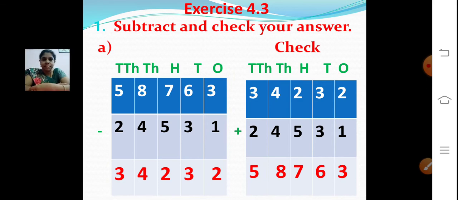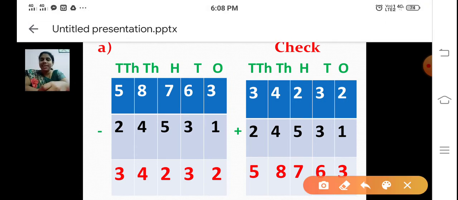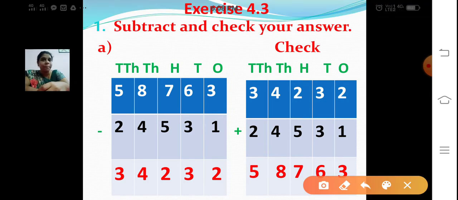Now we'll see some sums based on exercise number 4.3. Subtract and check your answer. First we are going to subtract and then we are going to do the checking, right? Shall we do this now? What is the first one? We are going to subtract 58,763 minus 24,531. Let's subtract these two numbers first.